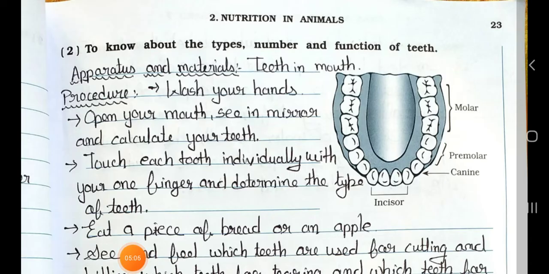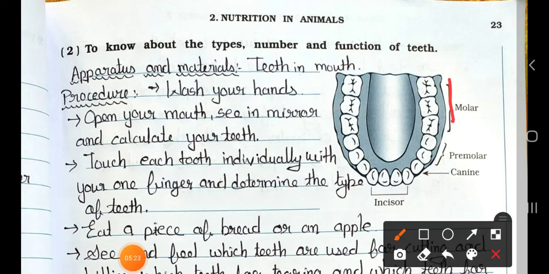Number 2, to know about the types, numbers and functions of teeth. Apparatus and materials. Procedure: teeth in the mouth. Now first of all we will see the figure given. Here is a molar tooth. These two are the premolars on both sides, and this one is the canine, and these four are the incisors.